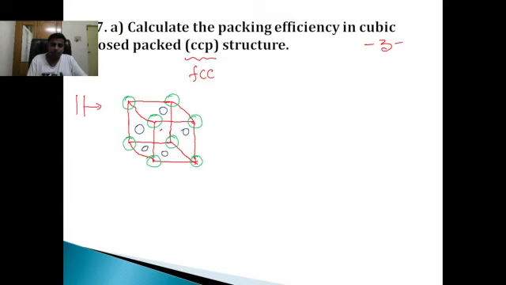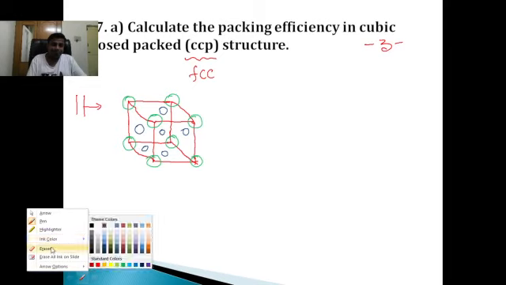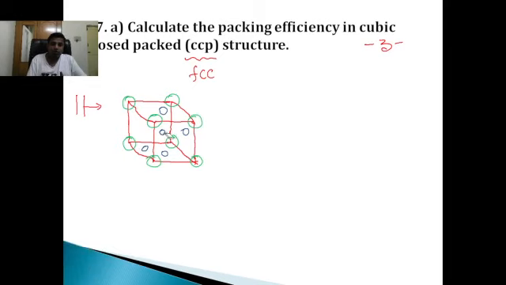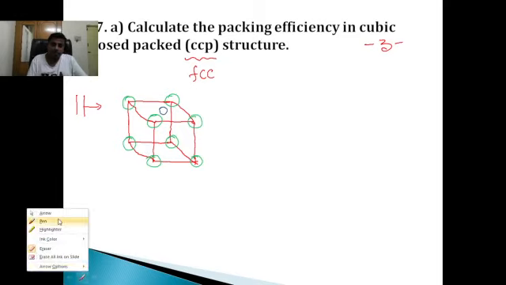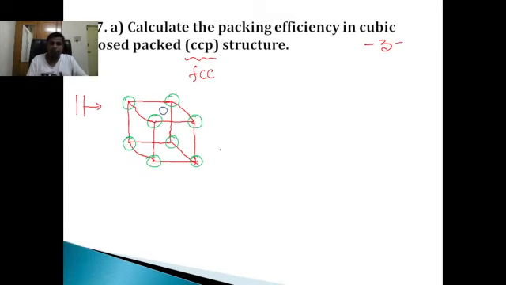There are 6 faces and 8 corners. So particles are present at the corners as well as at the centers of each face. Let us not write all the face centered particles. Let me consider only one face centered particle, but the particles are present at the centers of each face. I'm not showing it here, because the diagram seems to be very complex.